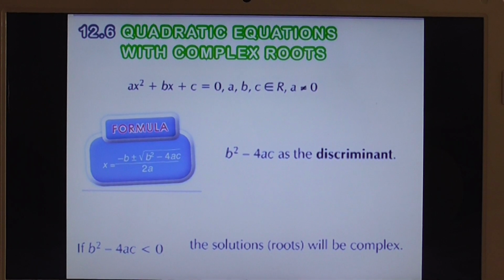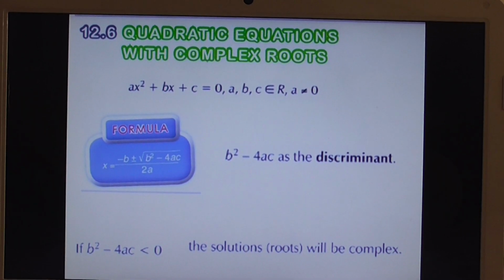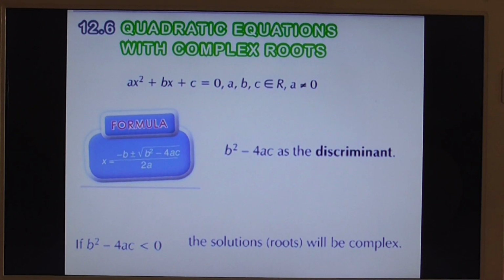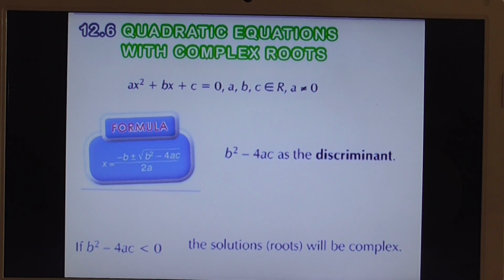Okay, so we're now going to go through solving quadratic equations that have complex roots. Right, so a quadratic always has two roots. They might both be real roots, they might both be complex roots. Okay, so let's look at the following.